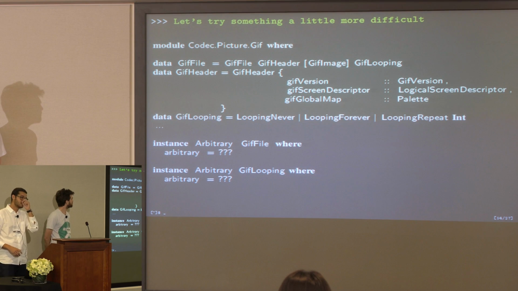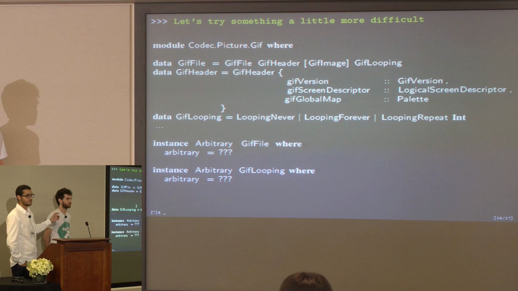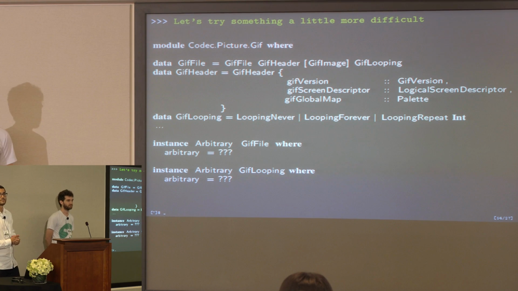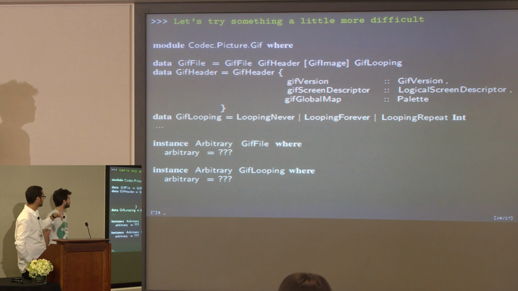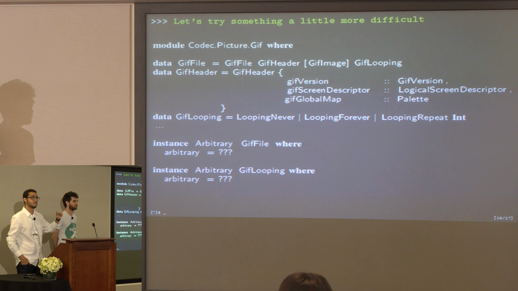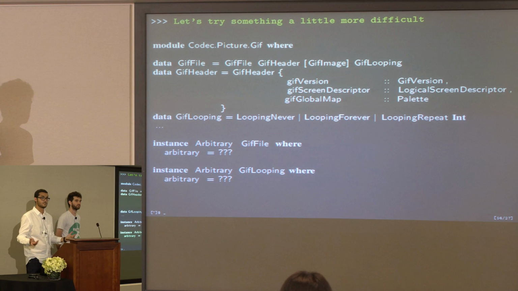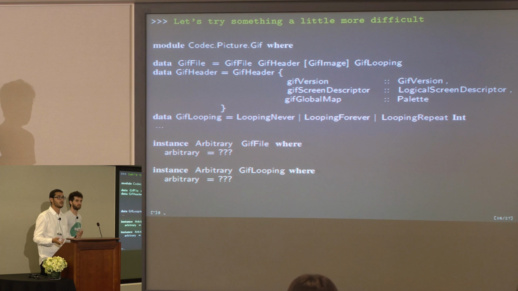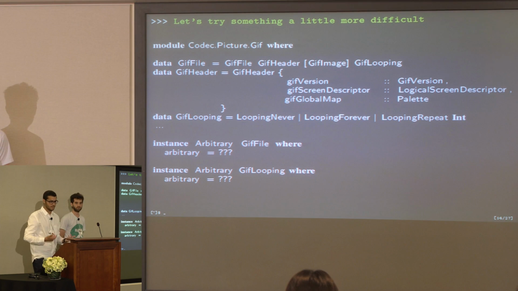But here we have a very big example. This is actually taken from the GC Picture library. And this is the GIF file whose structure Gustavo showed you a few slides before. So here we have a data GIF file, which is composed of three types: GIF header, GIF image, and GIF looping. And each of these types is defined using other types, and so on and so on. You have a lot of types, and you have to give all these Arbitrary instances for every one of these types. And you have to do more or less the same thing. You have to choose between each one of these constructors to create new values.